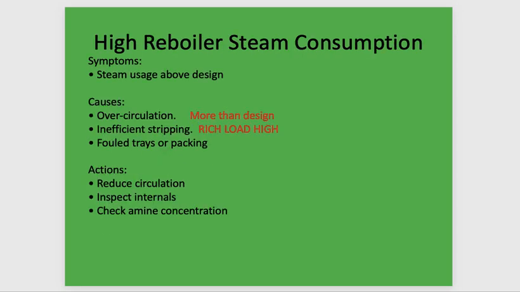Okay. High reboiler steam consumption. The symptom is steam use above the design. This is a symptom, okay? What are the causes? A high circulation rate. You are working at more than the design flow for this unit. Insufficient stripping, okay? Because the rich load is more than the design.